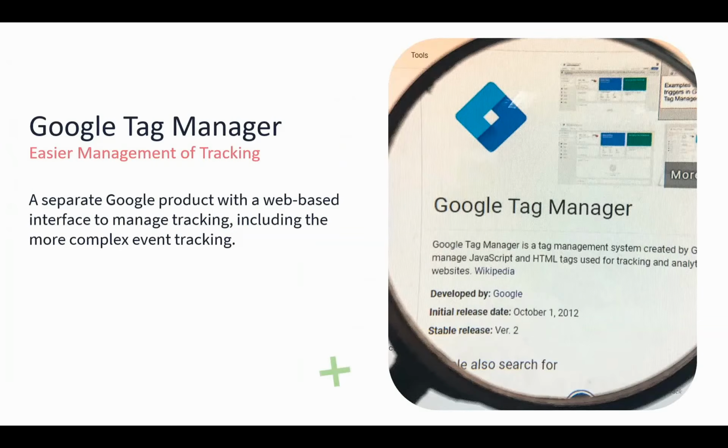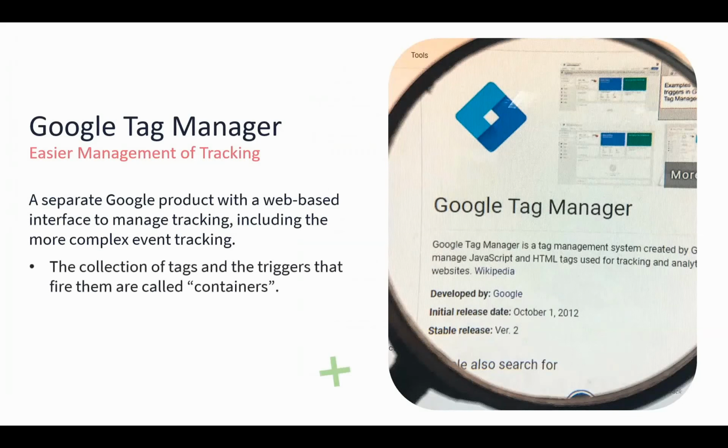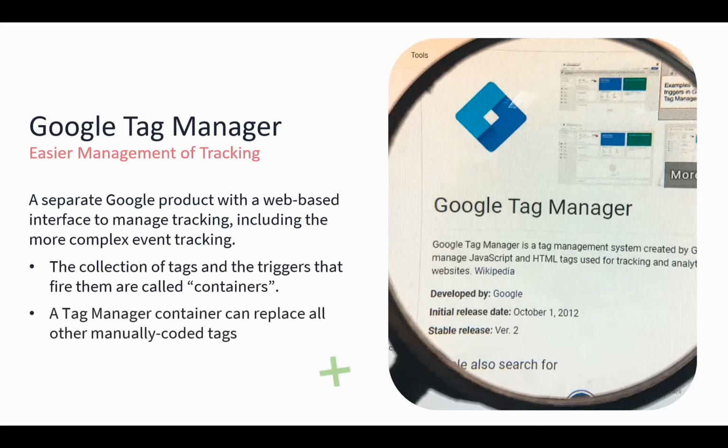Then the collection of tags, so the different codes really, and the triggers that fire them are called containers. The way that these containers are set up is based on the requirements and needs of the business. A tag manager container can replace all other manually coded tags, and that is really handy. So once you have this in place, you don't need to have your analytics or your AdWords code on your site. You could actually remove it.